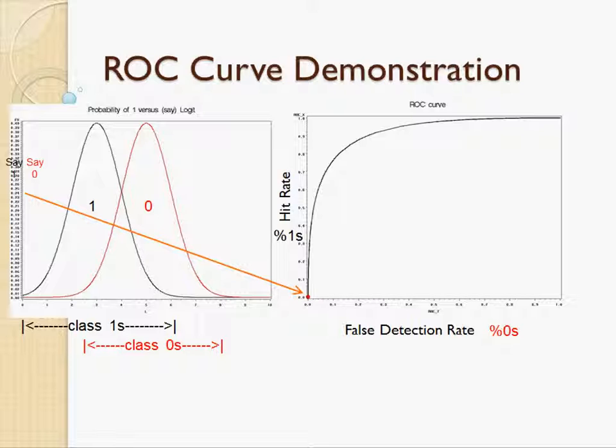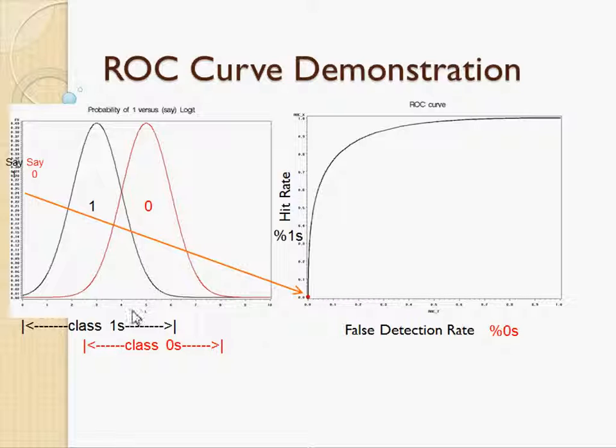Okay, so let me show you the demonstration on how the value of the threshold will affect the hit rate and the false detection rate. So here's the general case of two classes with 1D feature vector. The left figure is the class density multiplied by the class prior curve for each class. The black one is class 1, the red one is class 2. In order to demonstrate a general case, there is an overlap between the two curves. The figure on the right is the hit rate versus the false detection rate, which is the so-called ROC curve.